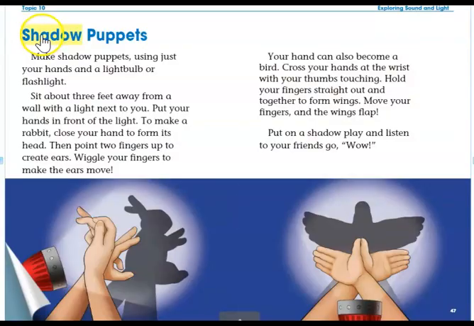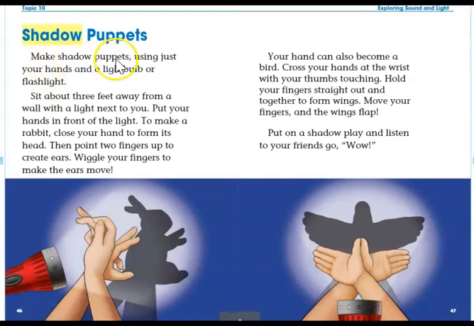Okay, now I want you to follow along as I read it. Shadow puppets. Make shadow puppets using your hands, and that's a big word. Let me break it up. Light bulb, or flashlight. That's another long word. Flashlight. I think I need to go back and read from the beginning. Let's start over again.